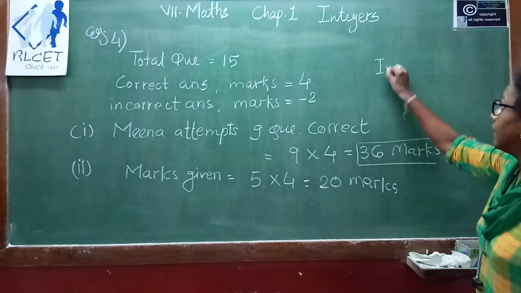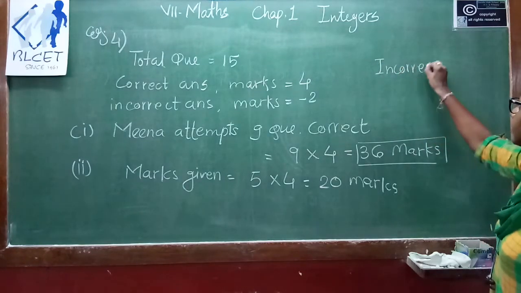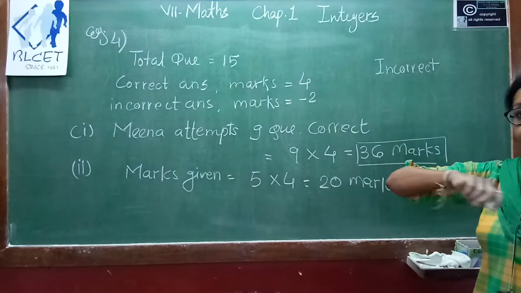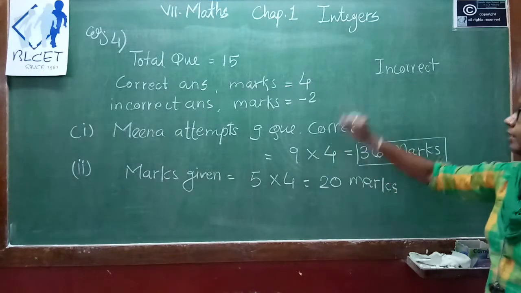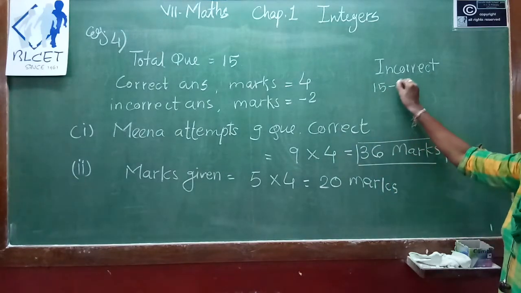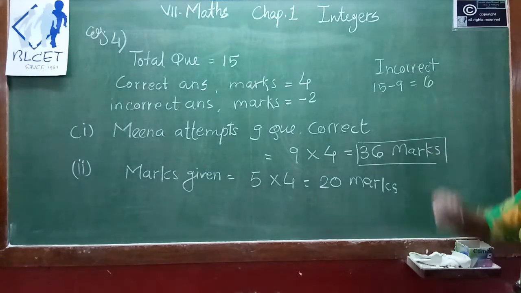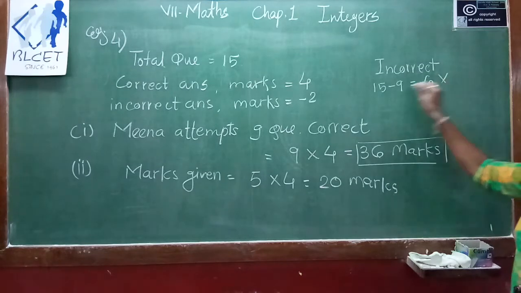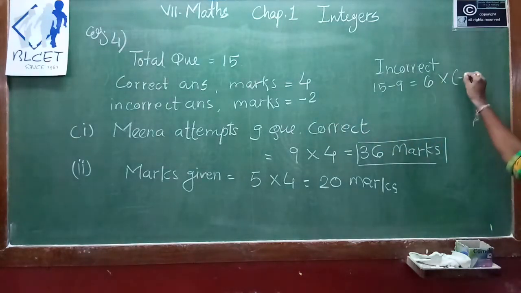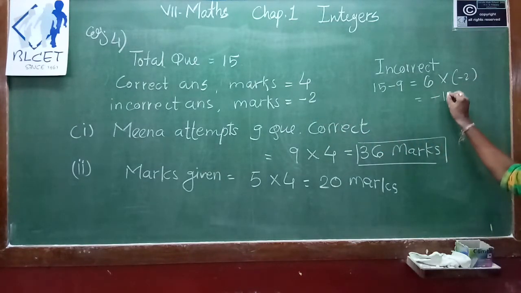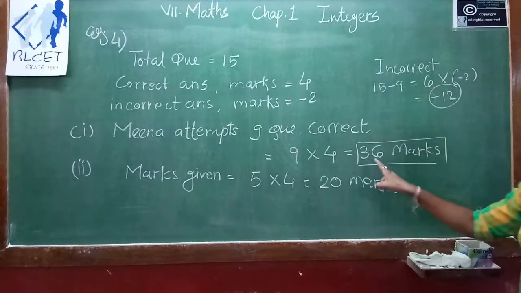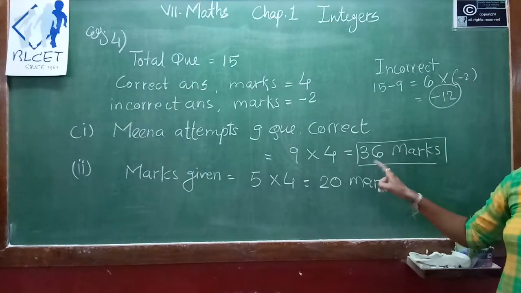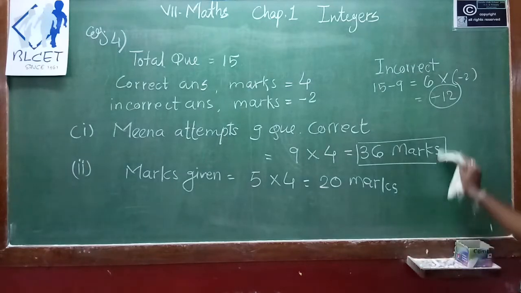So for the incorrect marks, how many questions has she attempted incorrectly? That is 15 minus 9. So what is the answer? 6 questions she has given the wrong answer. So for a wrong answer, what are the marks? Minus 2. So this is minus 12. So this much you have to subtract from 36 marks so that you will get the correct score.